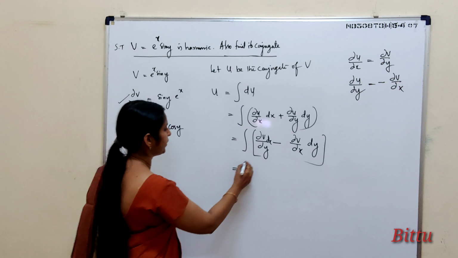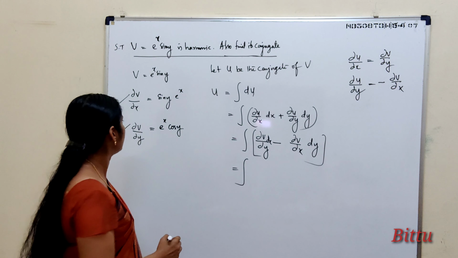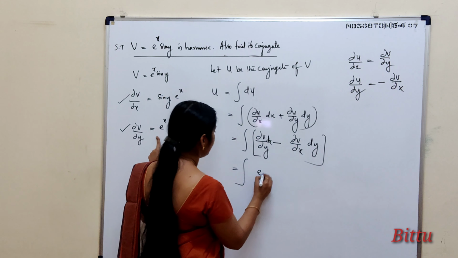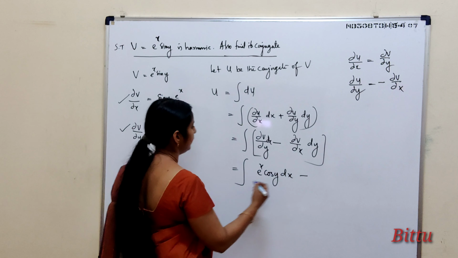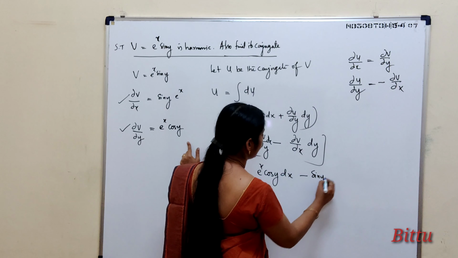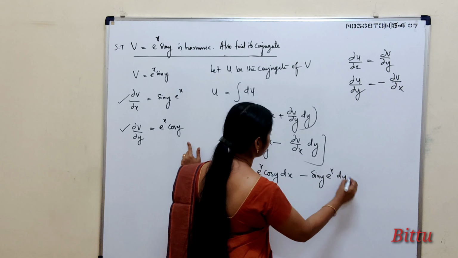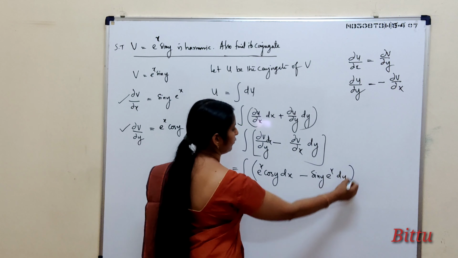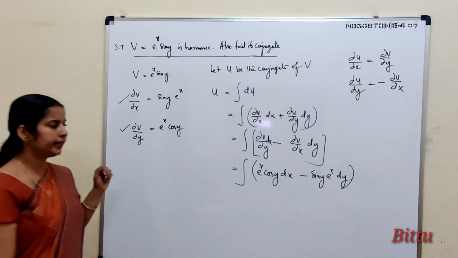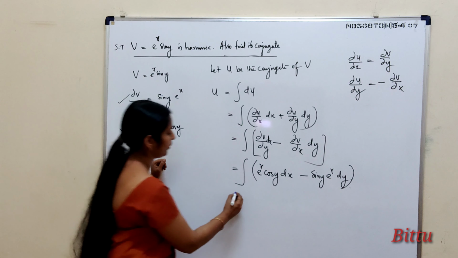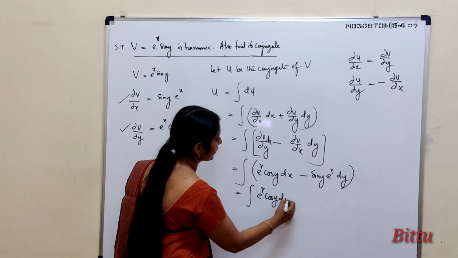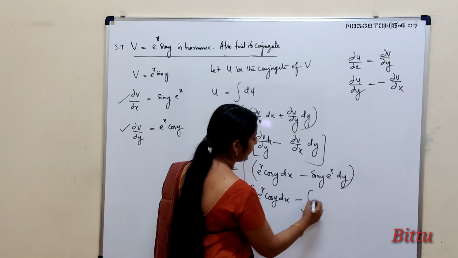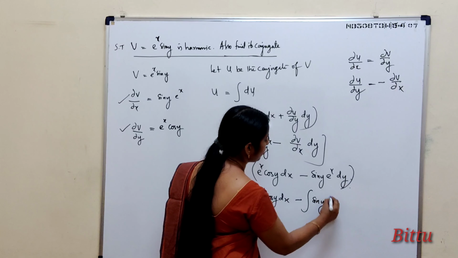Next you replace these partial derivatives. ∂v/∂y is e raised to x cos y into dx minus sin y e raised to x dy. You have to integrate this. You split the integral. It is integral e raised to x cos y dx minus integral sin y e raised to x dy.